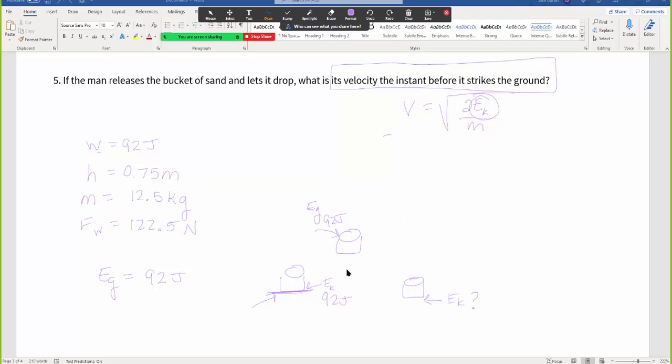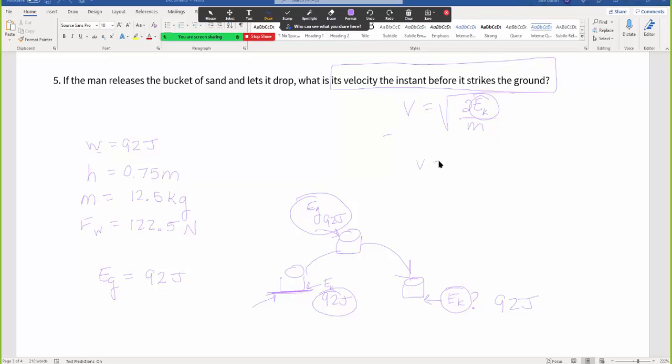Well, we could figure it out mathematically, but you might be able to recognize now that the kinetic energy at the beginning was the same as the work, which is 92 joules, which is the same as the maximum gravitational potential energy. And then when it comes back down here, now it's all kinetic energy again. So it's going to be 92 joules again.